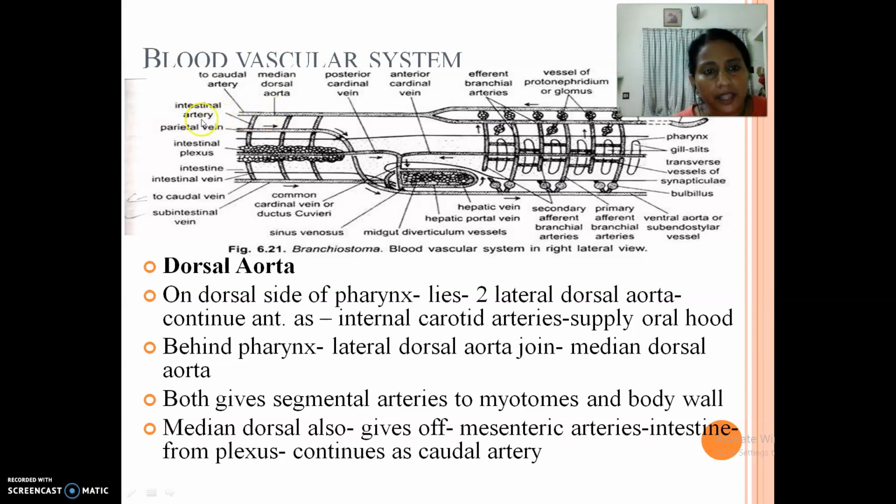Okay, this median dorsal aorta, when it goes towards the posterior side, is called the caudal artery. Now, this caudal artery, when it goes posteriorly, there are a large number of myotomes. We know that there are myotomes present throughout the body of the Amphioxus. So, it gives off segmental arteries to the myotomes and body wall.